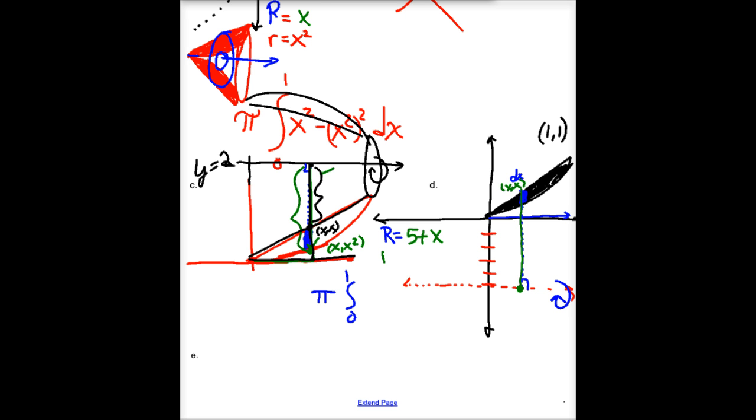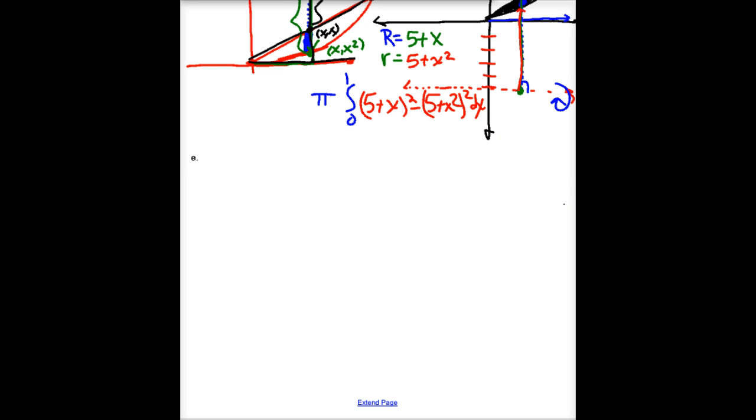Baby r is from the axis of rotation to the inner edge of the curve. Well, I've got 5 just to get to the x-axis, plus I have to go up to x comma x squared. So it becomes 5 plus x squared. So when I integrate, I get big R squared minus little r squared dx. And if I had to do it by hand, I'd FOIL, combine like terms, use my antiderivative power rule, or by calculator, I would math 9.